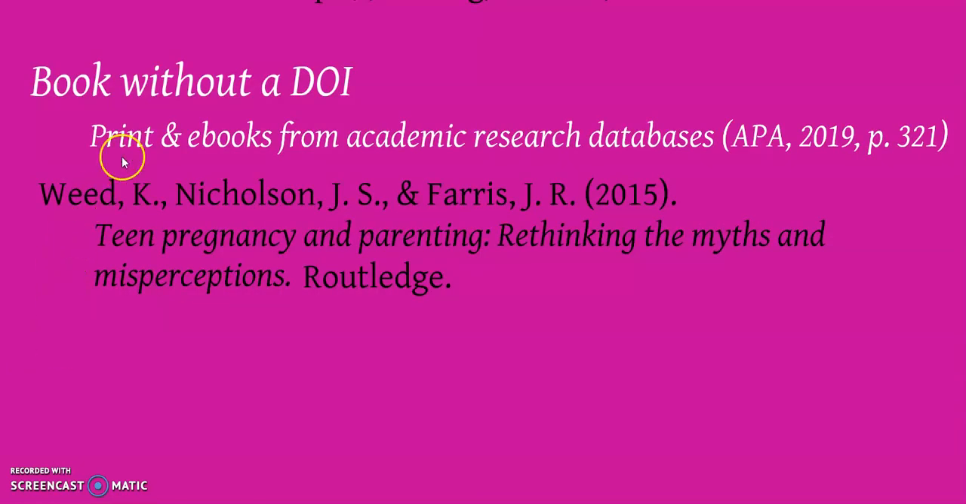Now we're going to explore how to cite books and ebooks without a DOI. If you pulled a book in print or an ebook from an academic research database, so if you go into your library catalog and access an ebook there, this is the form of citation that you'll need to include. One of the major differences between the 6th edition of the APA manual and the 7th edition of the APA manual that came out in October of 2019 is you no longer need to include a retrieved from statement for ebooks from academic research databases.